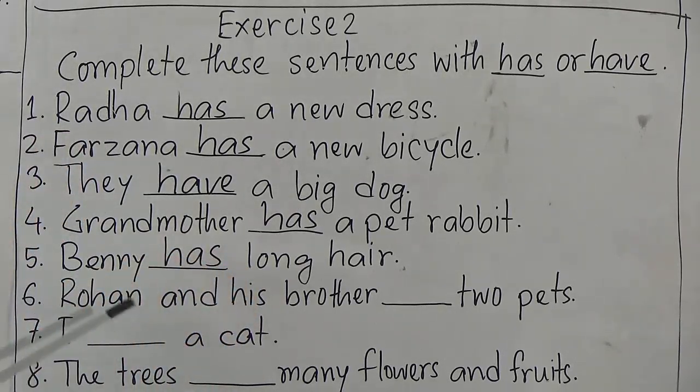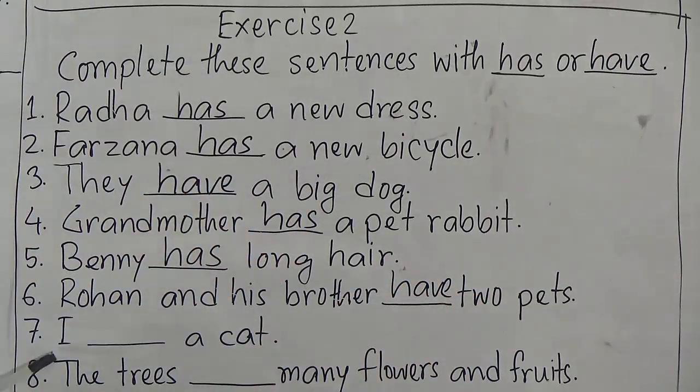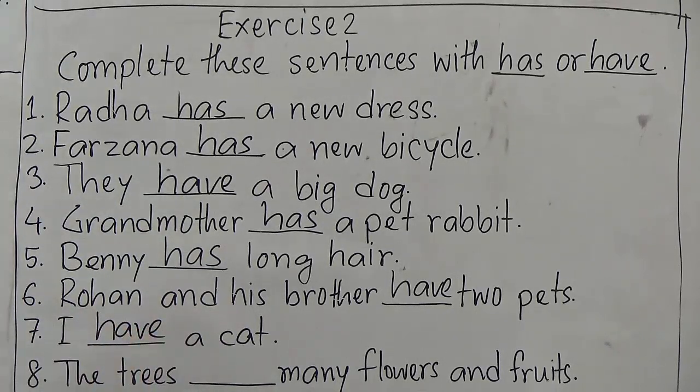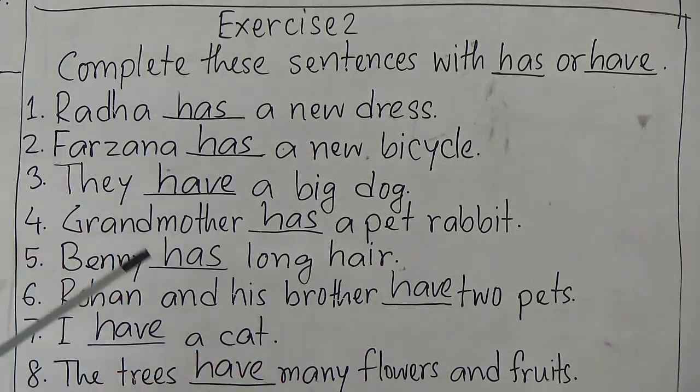has. Now number 6, Rohan and his brother dash 2 pets. Rohan and his brother, that means more than one person. So we will write here have. Number 7, I dash a cat. So we know that after I, we will write have. Number 8, the trees dash many flowers and fruits. The trees, that means more than one tree. So we will write here have.